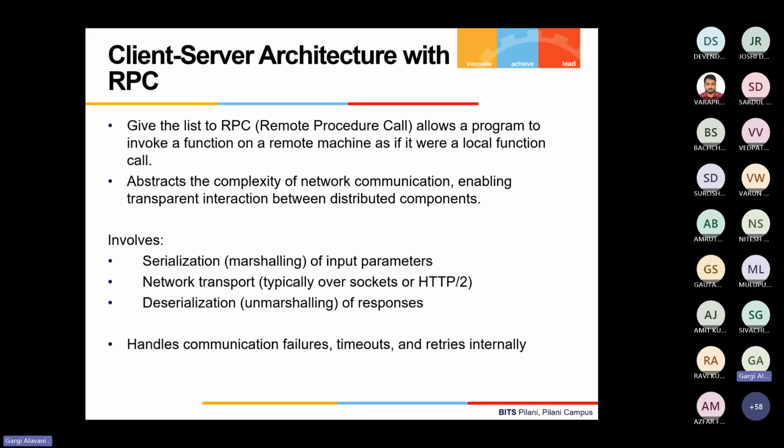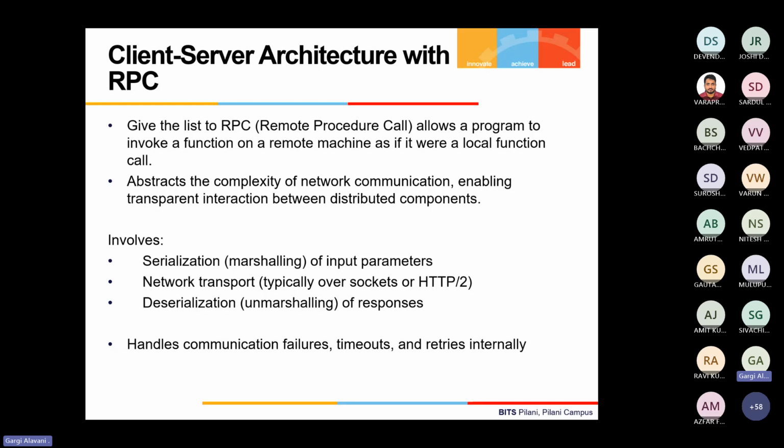Hence, when using RPC, distributed programming feels like any other normal function call, because RPC abstracts the networking logic. We do not have to worry about networking. For example, let's say you have a function like get user data, and you mention that this user is number 42.